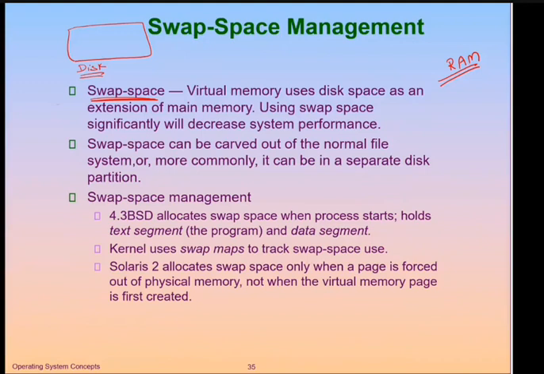So to use these swap spaces efficiently, or to maintain this swap space efficiently, is another job of our operating system, right? There are two ways in which swap spaces can be maintained. One possible way is that swap space can be carved out of a normal file system. Since the file system is already there on the hard disk, the operating system can assume that swap space is nothing but a big file.